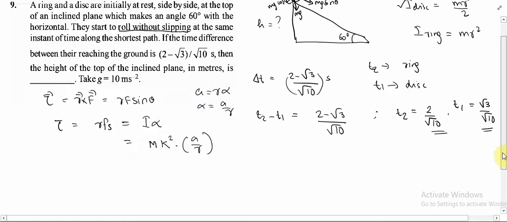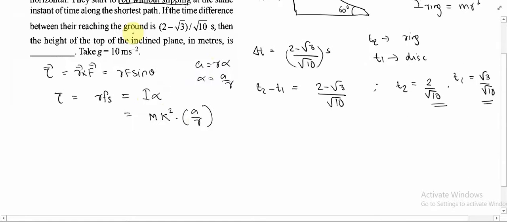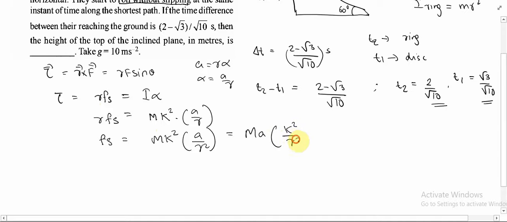Okay, so that is our torque, and this will be R times fs. So we can write Fs as mk square into a divided by r square. That's our frictional force, mk square into a divided by r square. We can also write it as ma into k square divided by r square.